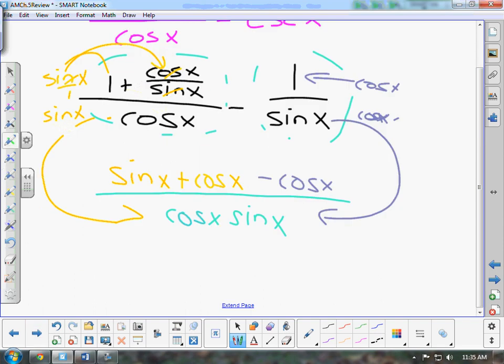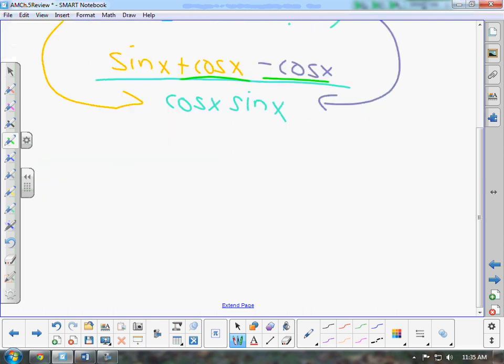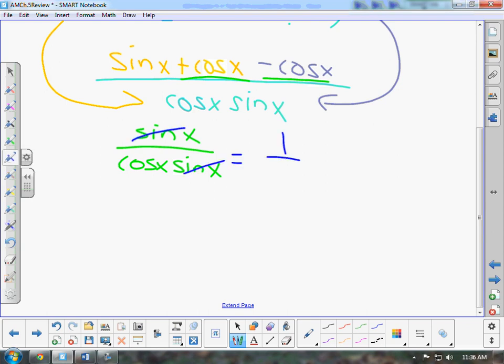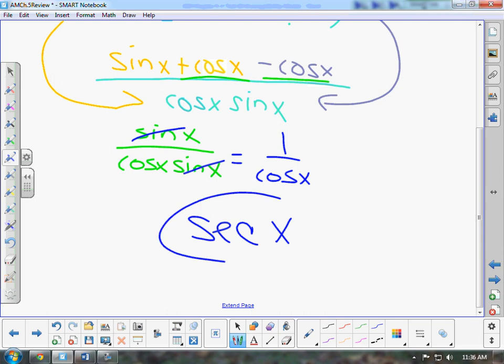And now from this we can simplify. A positive cosine and a negative cosine make 0. So we are left with sine of x over cosine of x, sine of x. Then we can divide out a sine of x to get 1 over cosine of x. And 1 over cosine is the same as secant of x. And that would be our singular term.